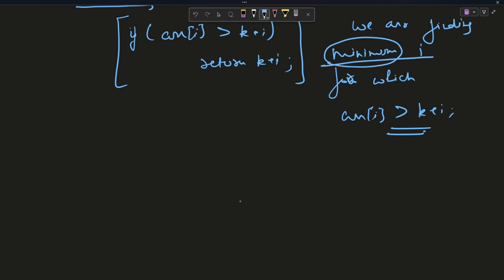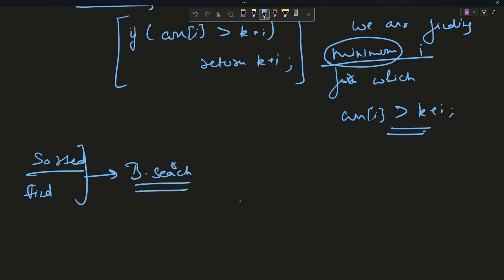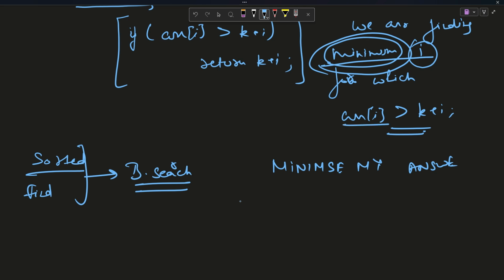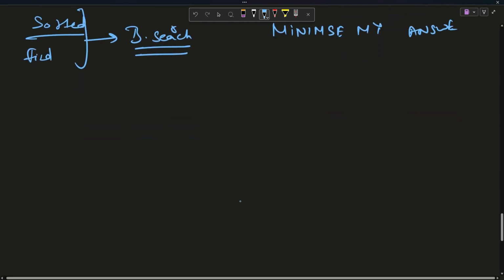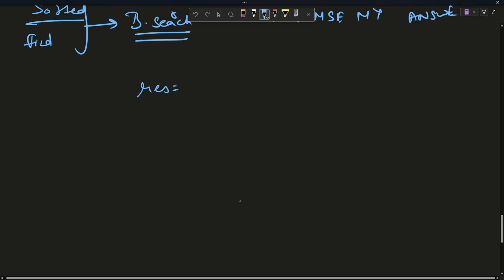If you remember from the last 2 days, we are doing some work. Now, the question clearly states the array is sorted and we need to find something. So this gives me a ton of binary search. I need to find the minimum. That means I need to minimize my answer. What will I do? Simple. I need to find index i, which is giving this condition. So I will say my result equals, what is my maximum result can be? It will be n plus k, where n is the size of the array.